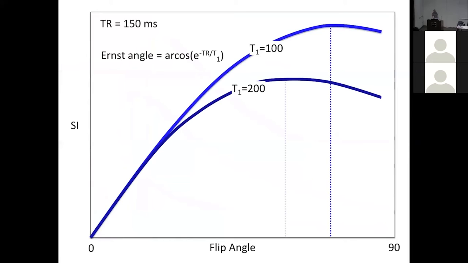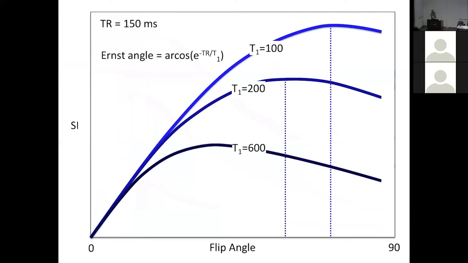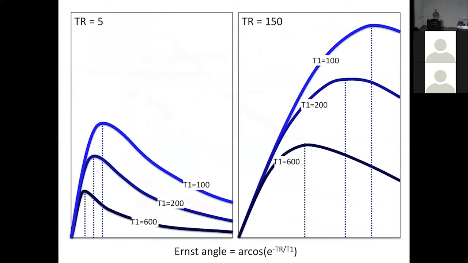If we see a T1 of 600, it looks like this, and this is the Ernst angle. So now let's put these two curves side by side and make some more observations. Notice that when we go from TR 5 to TR 150, all other things being equal, the signal goes up. All of these curves have higher peaks than these. Notice that for any given TR, as the T1 increases, the signal goes up.